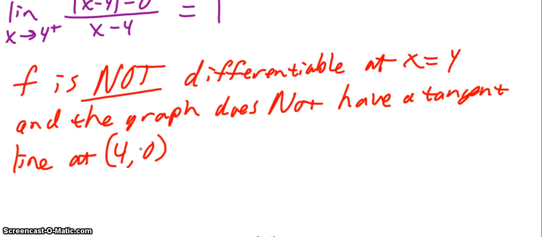And again, that should make sense because when we're talking about drawing a tangent line, there needs to be only one unique tangent line you can draw at any given point. And if it's a sharp turn, there's more than one tangent line you could draw.